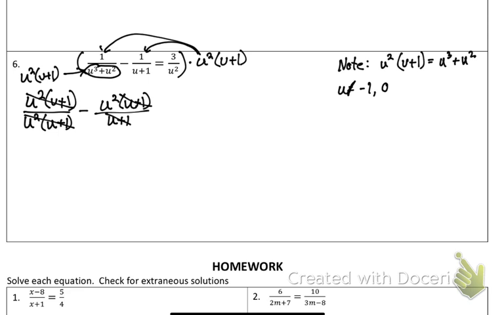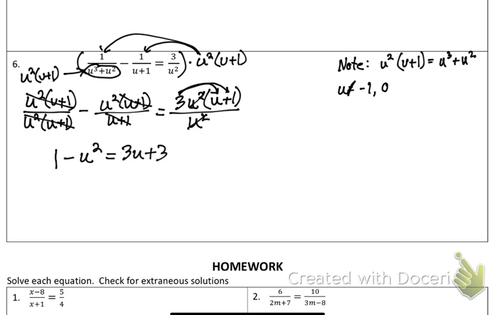I guess we can do this, and then we'll just handle that underneath it. And then finally, we have 3u squared times u plus 1 all over u squared. Our u squareds are going to cancel out. So our new equation is going to be, now be careful, this is not 0. This is 1. When the top and bottom cancel out, it turns into 1 over 1, or just 1. So we'll have 1 minus u squared is going to equal, let's distribute this 3 to that u and that 1, giving me 3u plus 3.